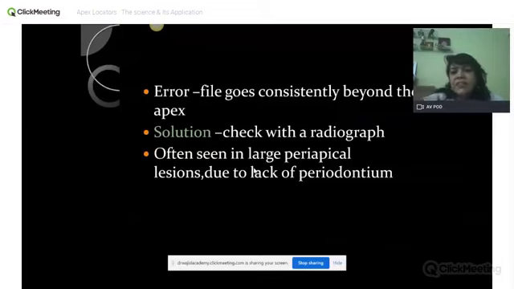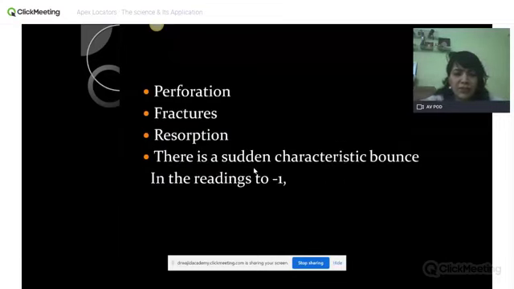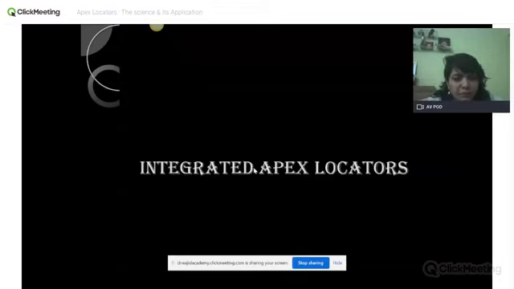Also, another thing that you can do when your file is consistently going beyond the apex is to check with a radiograph. In certain conditions where there are large periapical lesions, due to lack of periodontium, you could easily have errors in your measurement. We have already discussed perforations, fractures, resorptions, etc., where there is a sudden bounce in the value and the reading jumps to -1 without showing a 0.